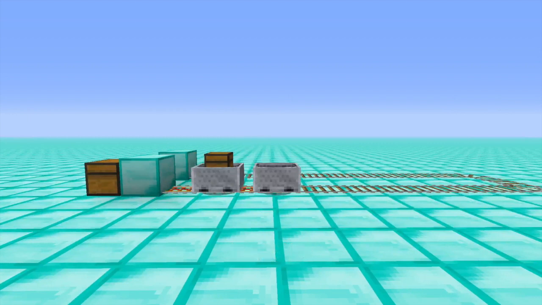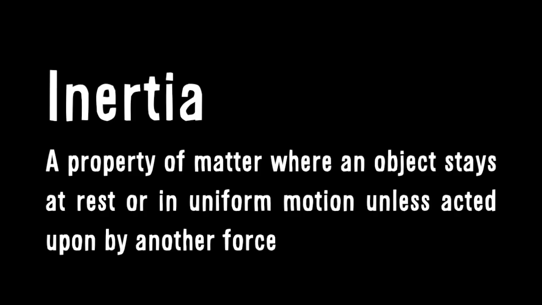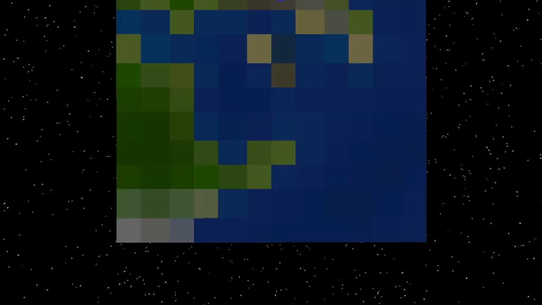This shows inertia. But what is inertia? Inertia is a property of matter by which it continues in its existing state or motion in a straight line, unless its state is acted upon by another outside force. Now we are in space to show inertia.